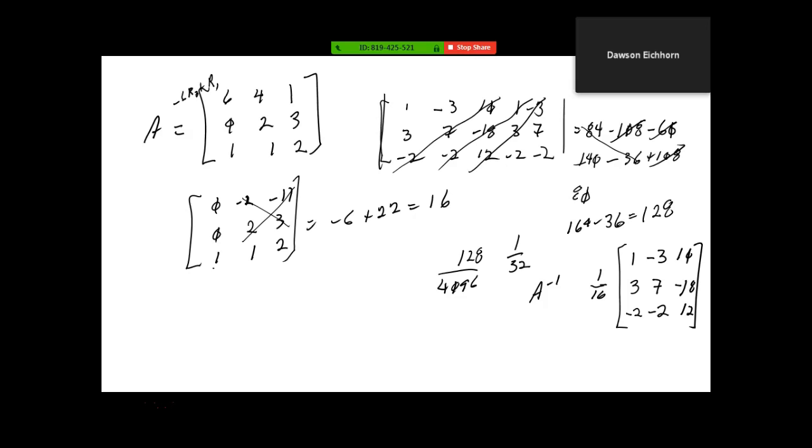The determinant, if you have a matrix that is invertible, find its inverse. The determinant of the inverse will be the reciprocal of the determinant of the original matrix. And sure enough, that's what it is.